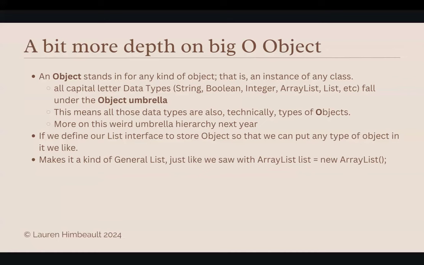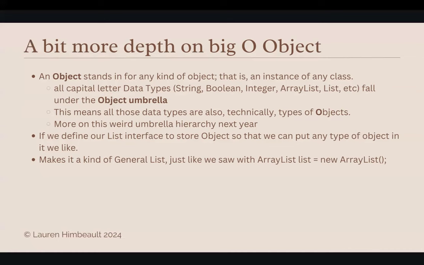Now, we haven't done a ton of conversation around the big O Object. What we have said is that everything, any kind of object, is also a big O Object. It's like a really big umbrella that sits on top of us, right? A big O Object stands in for any kind of object. So any instance of a class can look up, theoretically, and see big O Object above them. It's like the sky above us. So we're all falling underneath this.